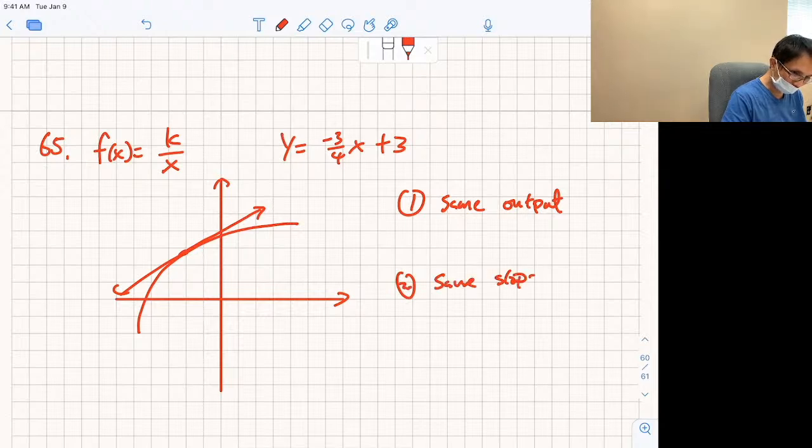When you say output, do you mean coordinate? Yeah, same output or coordinate. So you can think about it as coordinate.